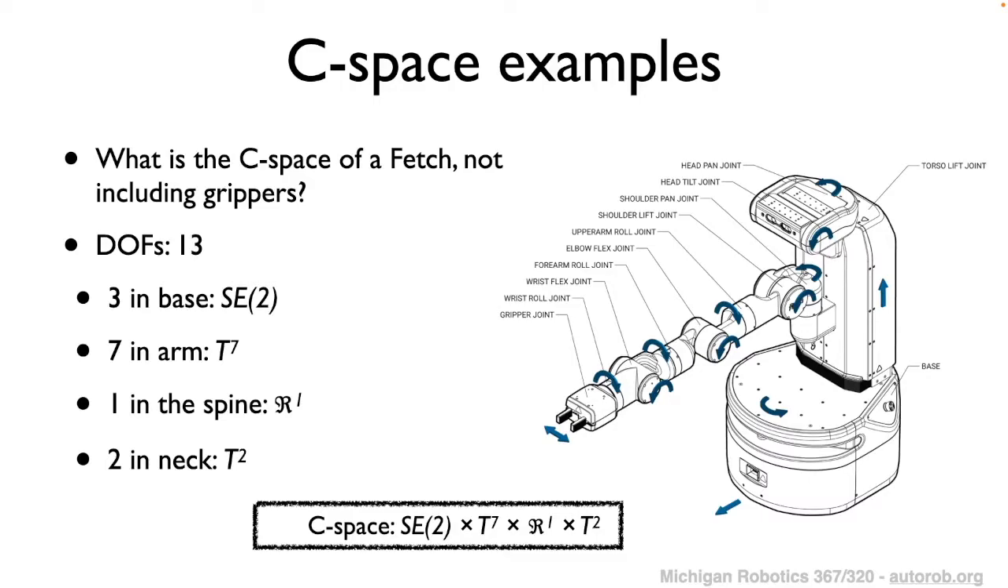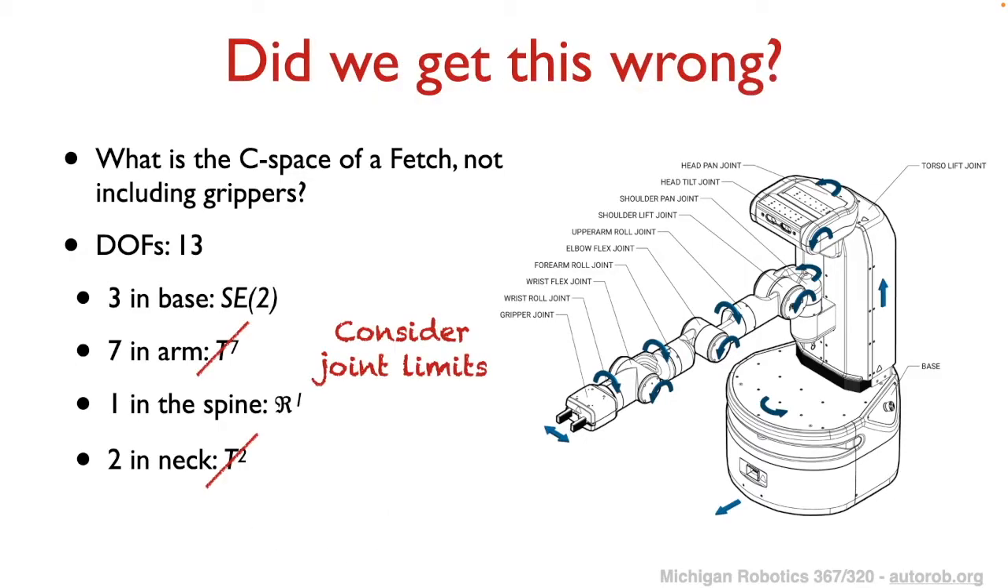So in total, we might think that the configuration space could be described by the Cartesian product of SE2, T7, R1, and T2. But one caveat that we didn't consider, and that might lead this to being considered a wrong configuration space, is that for the revolute joints in the arm and on the neck, we didn't consider joint limits in describing that first configuration space.